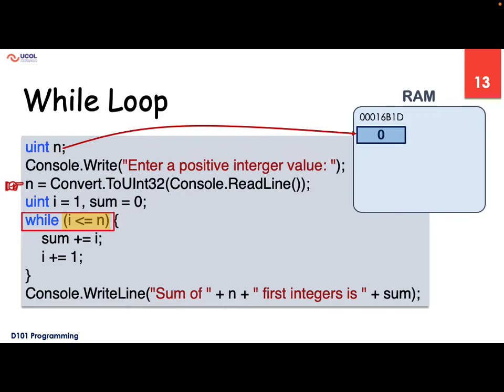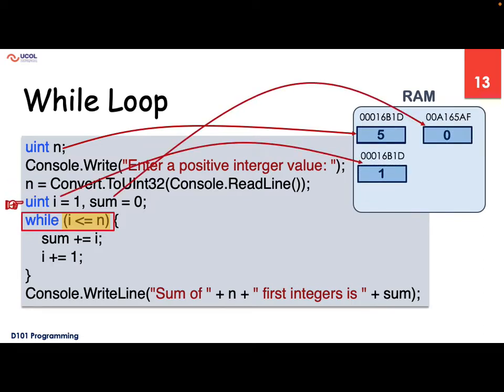Okay. So, once we ask the user to give the value, whatever value is given will go and change the value of n inside the RAM, 5. Now, we are initializing another 2 variables, i is equal to 1 and sum is equal to 0, and both of them are unsigned integer values. So we declare those and reserve memory areas for the variables i and sum as well, and then sum is equal to 0 and i is equal to 1, and then check the condition.